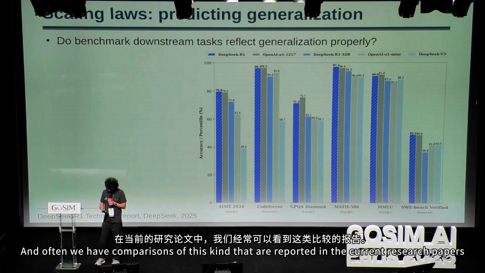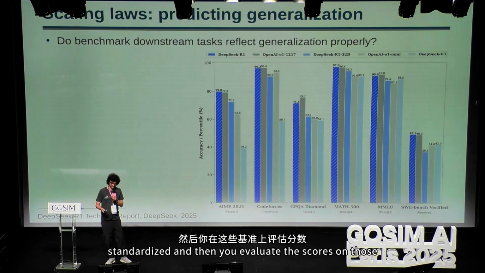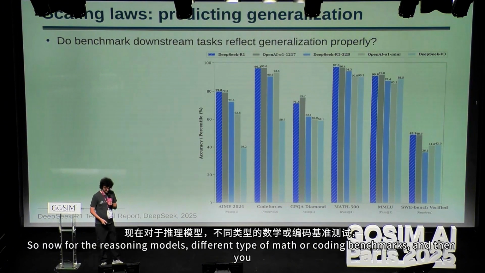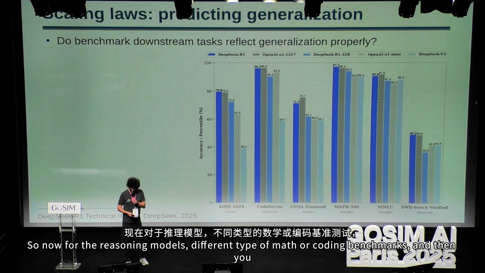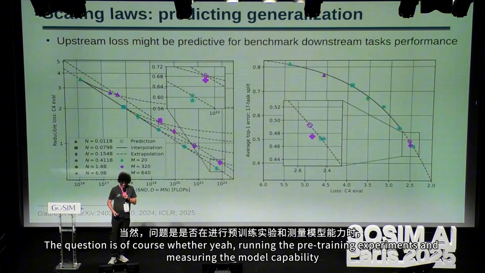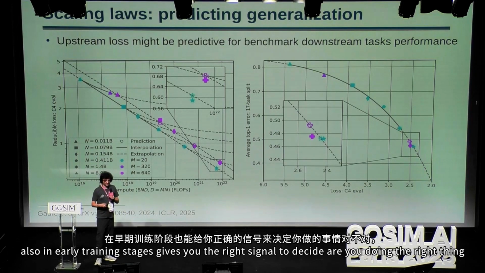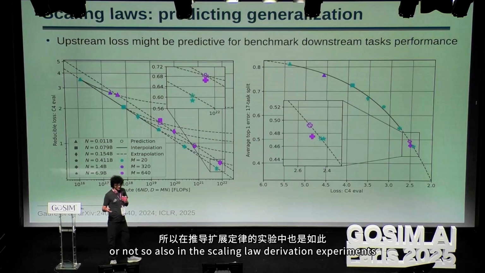And often we have comparisons of this kind that are reported in current research papers, where you have a number of benchmarks that are more or less standardized, and then you evaluate the scores on those. So now for the reasoning models, different types of math or coding benchmarks, and then you would like to trust that these scores reflect some underlying core capabilities of the models well enough. The question is, of course, whether running the pre-training experiments and measuring the model capability also in early training stages gives you the right signal to decide, are you doing the right thing or not?